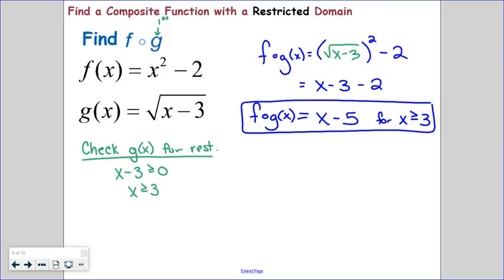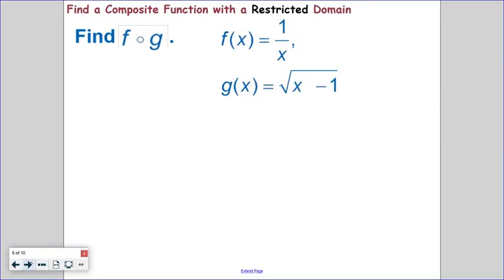So let's look at one more example. We're going to look at an example where we have more than one domain restriction and how we make our final decision on the overall domain restriction that we will list for our answer. Okay, so f of x is 1 over x, and g of x is the square root of x minus 1.